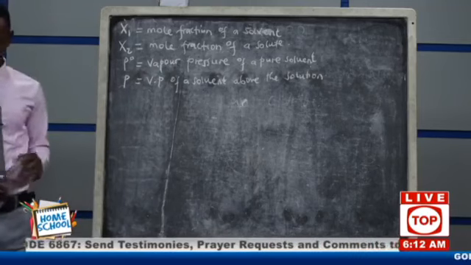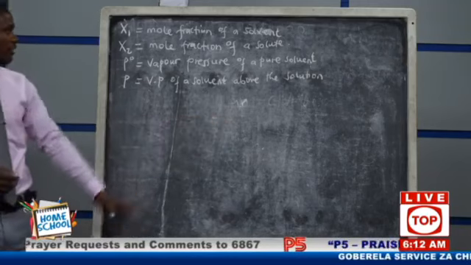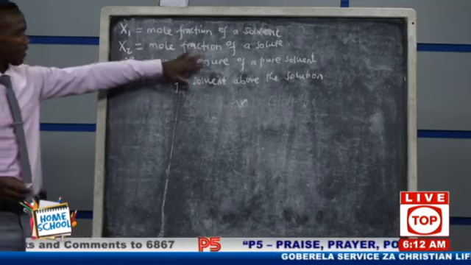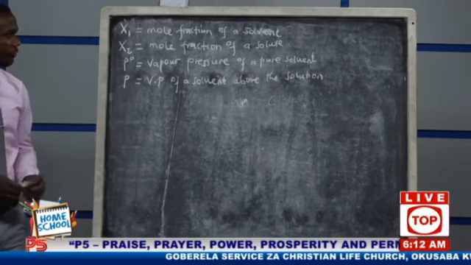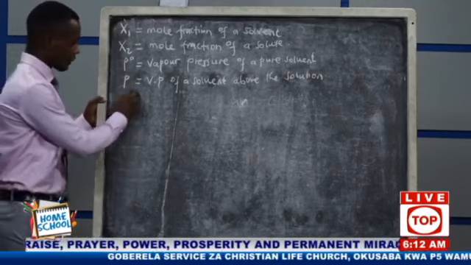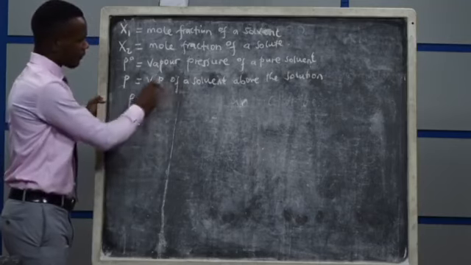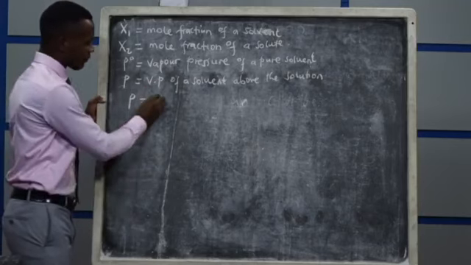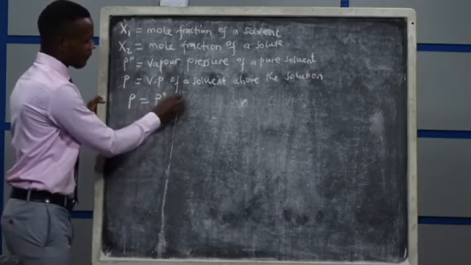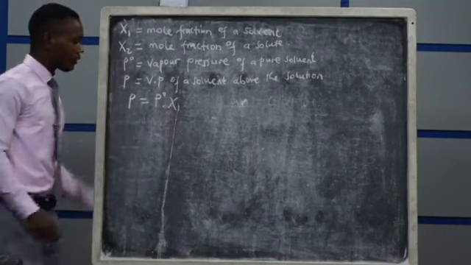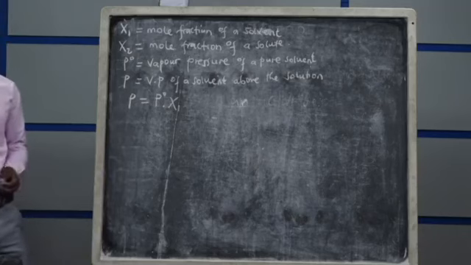Then we say that the vapor pressure of a solvent above the solution is equal to the vapor pressure of the pure solvent times the mole fraction of the solvent. Okay, we looked at this one.